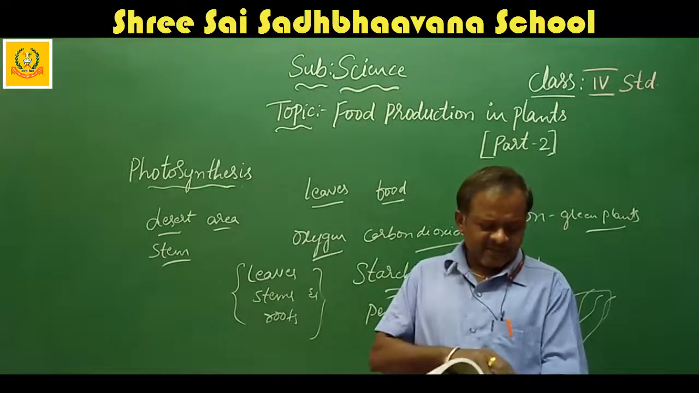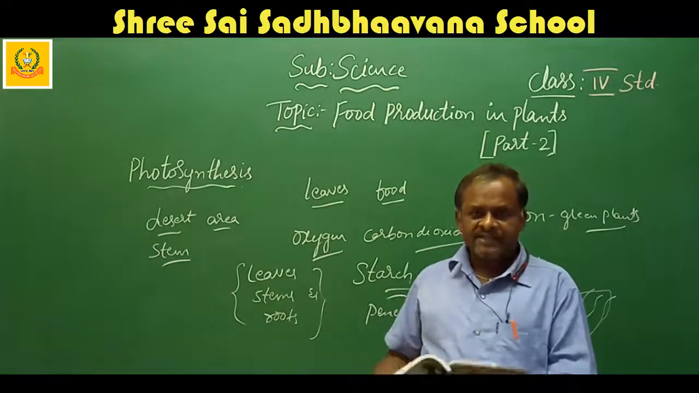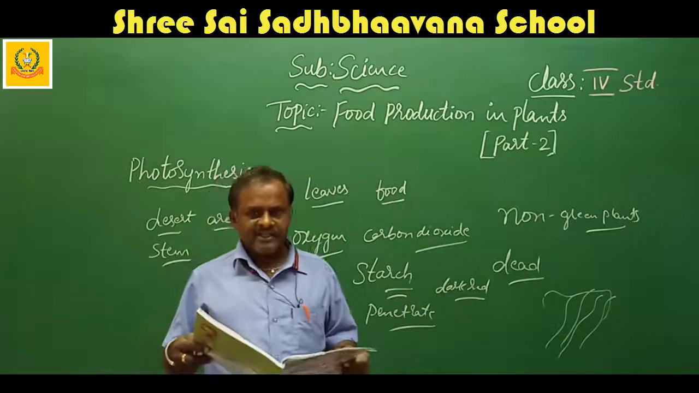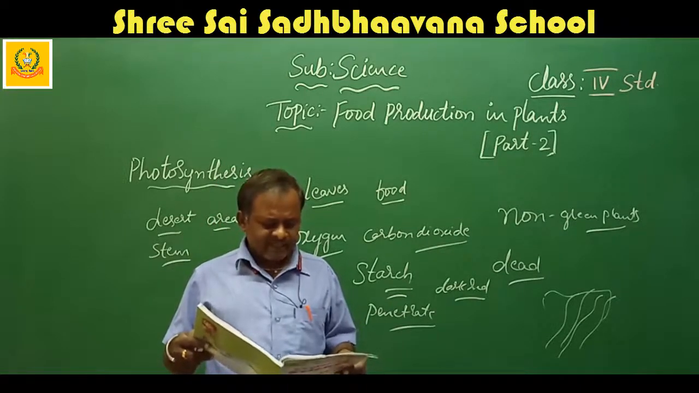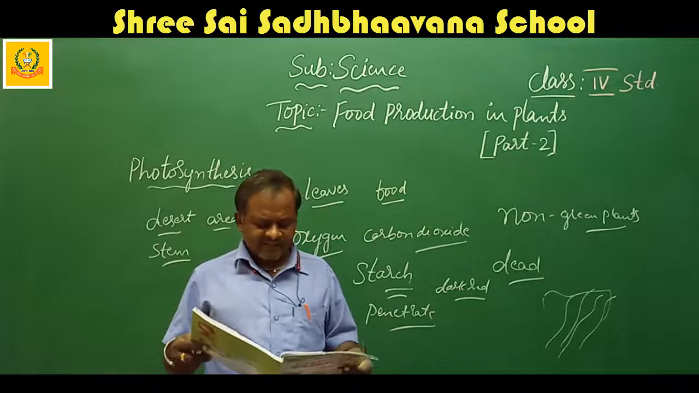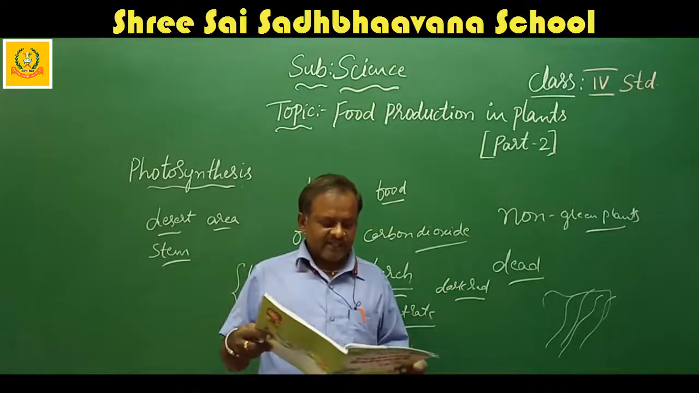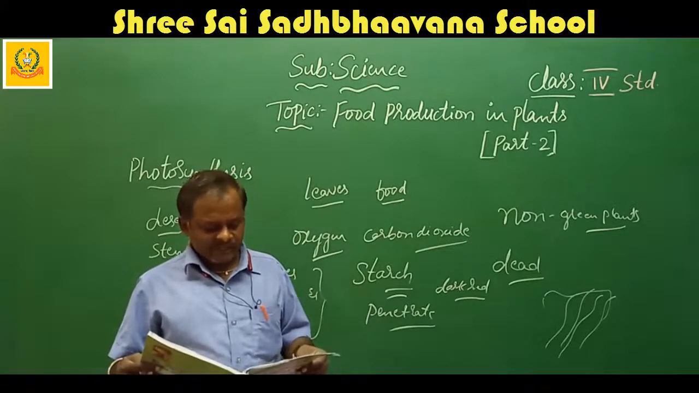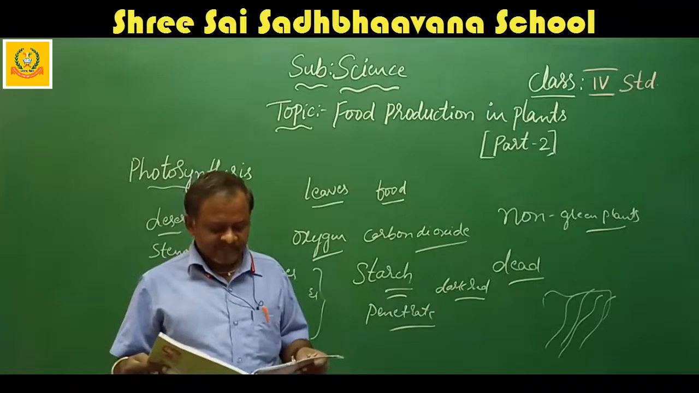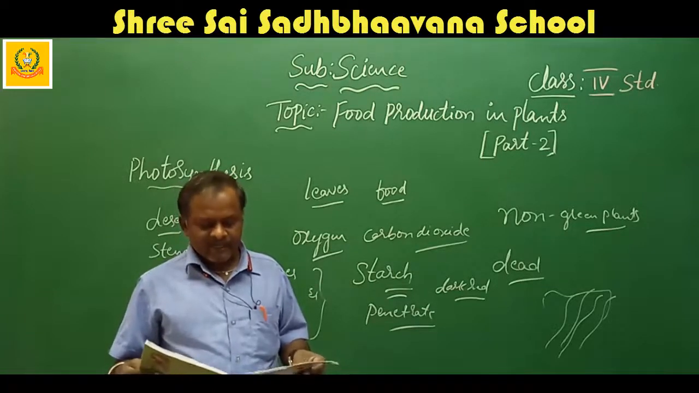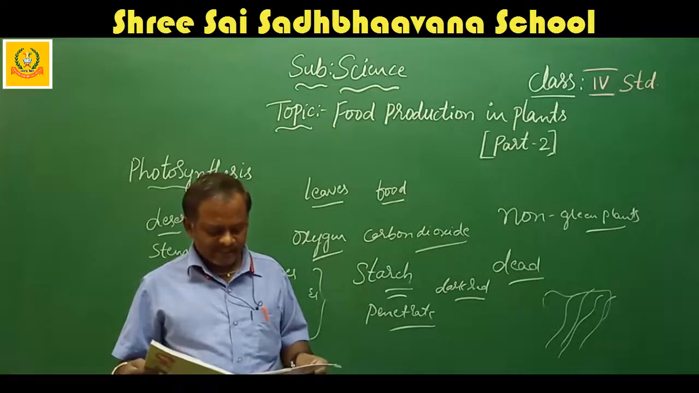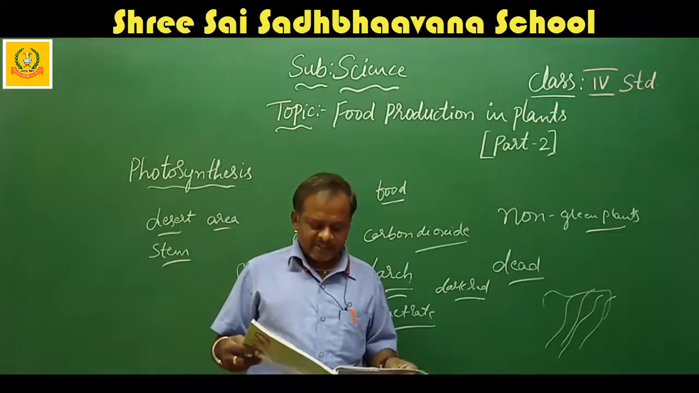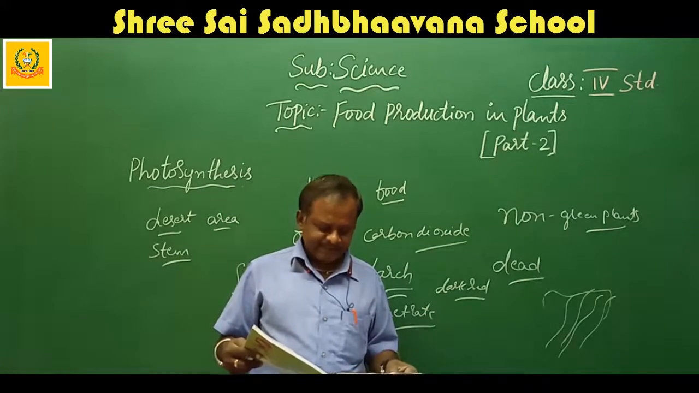Next, we will go for relationship between plants and animals. Please see the textbook. Animals and plants depend upon each other for their survival and growth. Animals need food to eat and oxygen to breathe. Plants provide oxygen and food to animals. Plants need carbon dioxide to prepare food. Animals breathe out carbon dioxide.